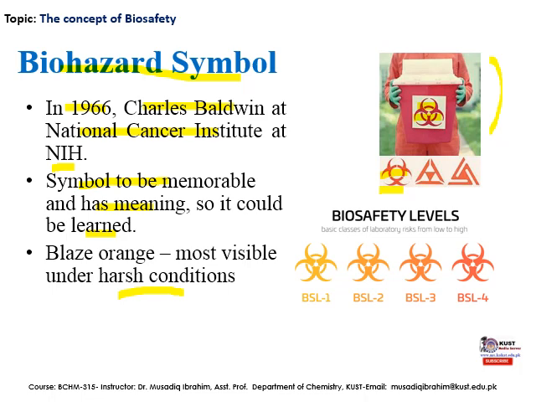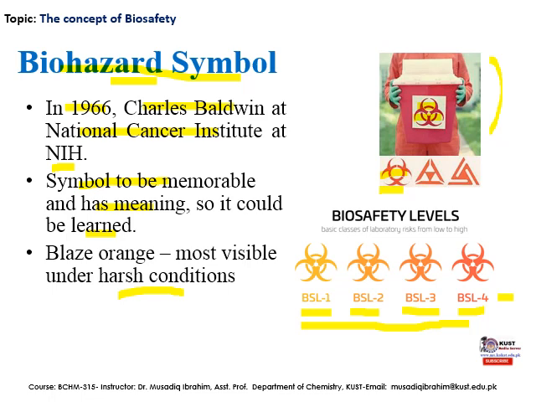Now, based on the biohazard symbol, there are basic classes of laboratory risk, from low to high. First you have BSL1 laboratories, then BSL2, then 3, and then 4. According to the level of severity of the danger of the biological materials or agents, you can see that the color is also changing, starting from BSL-1 up to BSL-4.